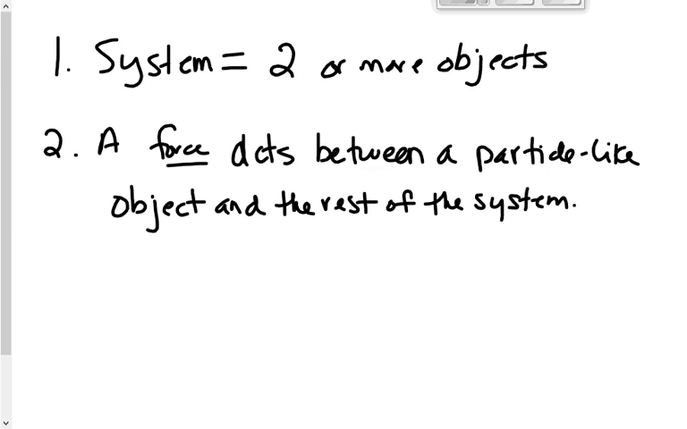If our system is the ball and the earth, then the ball is the particle-like object and the earth is the rest of the system. And what's the force that acts between them? The gravitational force. Okay. Everybody got 1 and 2? All right, number 3 is kind of long.